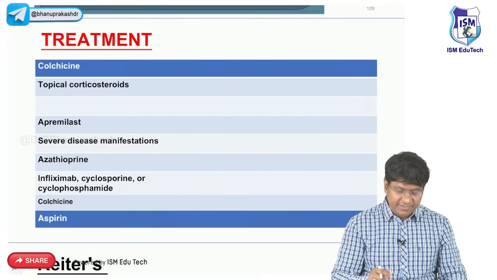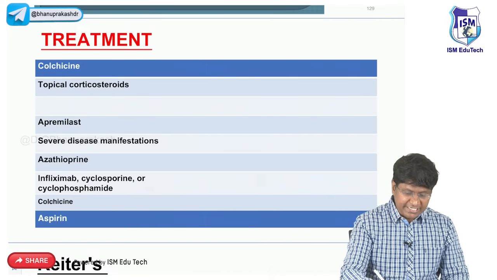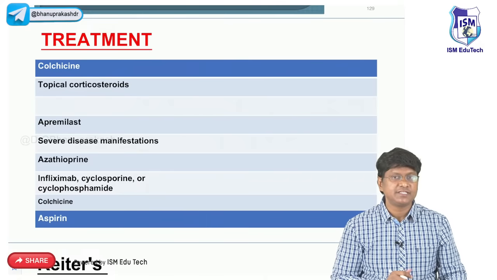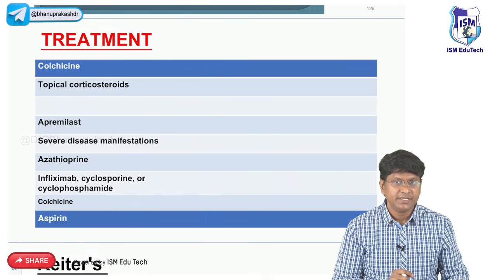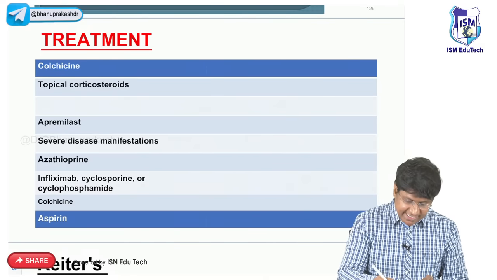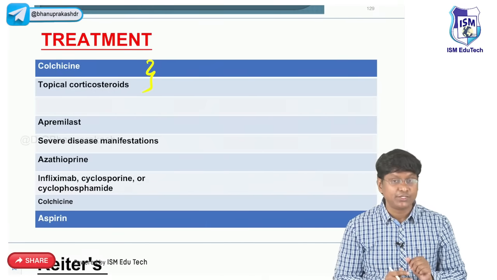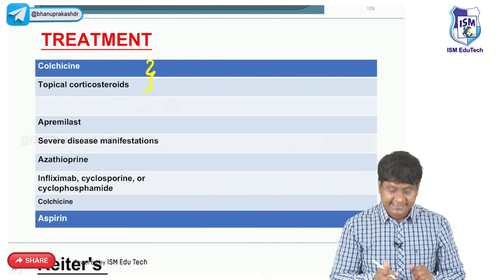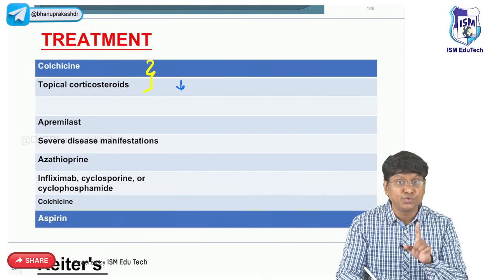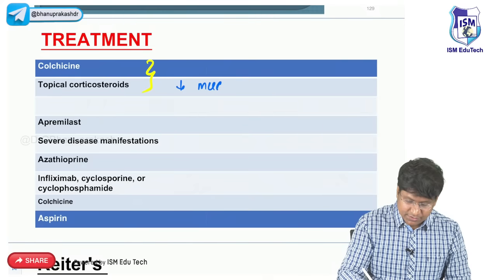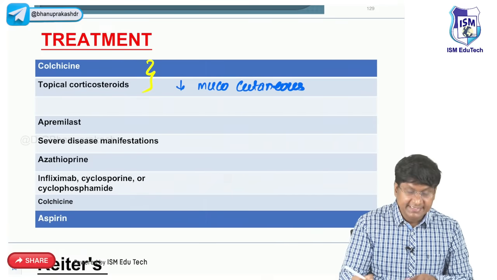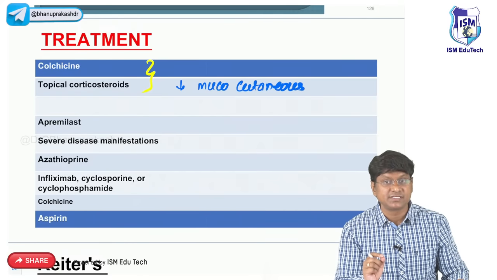Then how do you treat these patients with Behçet's? See, now first is colchicine. Right, the colchicine and as well as the topical corticosteroids, they will reduce the mucocutaneous lesions. That means they will reduce this recurrent aphthous stomatitis.